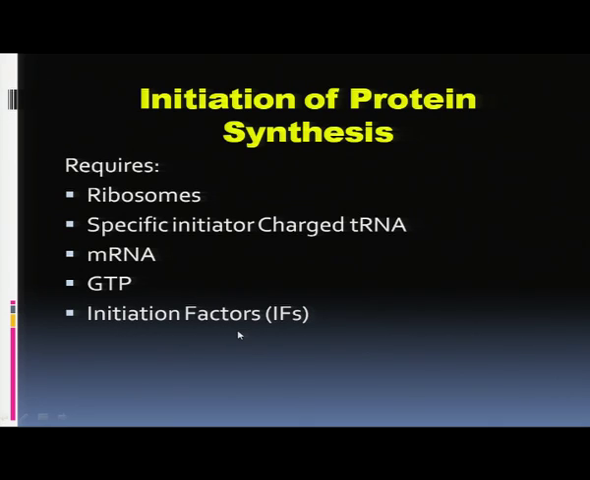Now, let us start today's session, that is initiation of protein synthesis, how the protein is initiated in the cell during the process of protein synthesis or translation. The initiation of protein synthesis requires ribosomes, a specific initiator charged transfer RNA, messenger RNA, GTP as energy source and some initiation factors in case of prokaryotes.